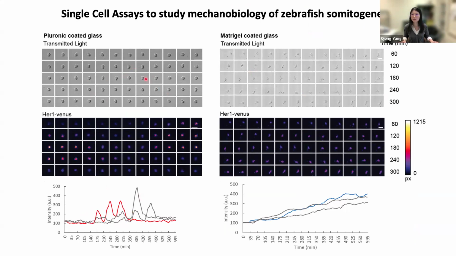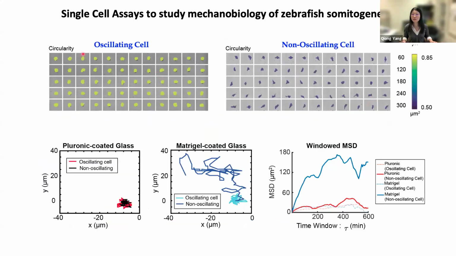Looking closer, we can have the single cell tracking. As examples, the left side is the pluronic coated cells, and the right side is the matrigel coated cells. What's interesting is that the pluronic coated cells seem to be more or less round shaped, and the matrigel coated cells have a polarized shape. So we went ahead and quantified this using circularity. The oscillating cells, as we just saw, have a high circularity, but the non-oscillating cells are polarized and also show high migration behavior, as we can see here.